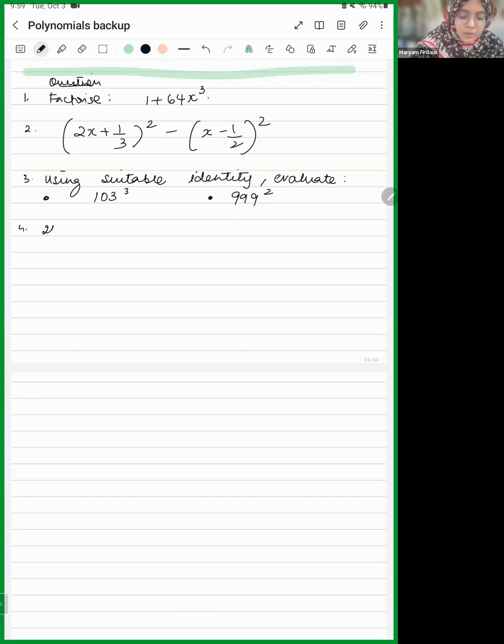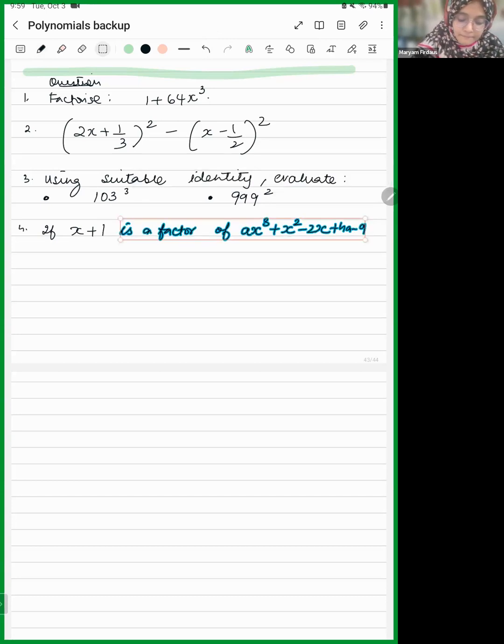If x plus 2a is a factor of, no, this is going to be a little complicated. I'll give you something easy. If x plus 1 is a factor of ax cube plus x square minus 2x plus 4a minus 9, find the value of a.